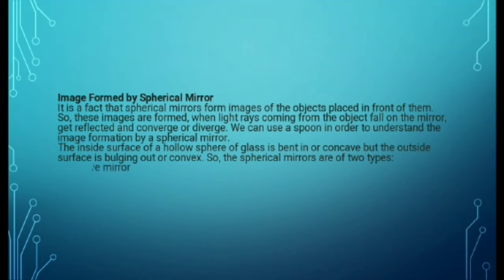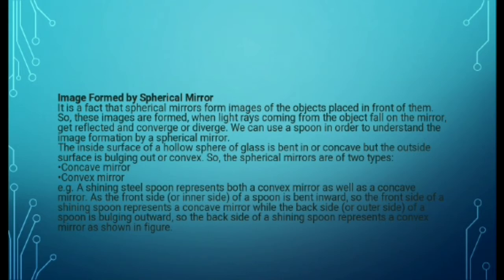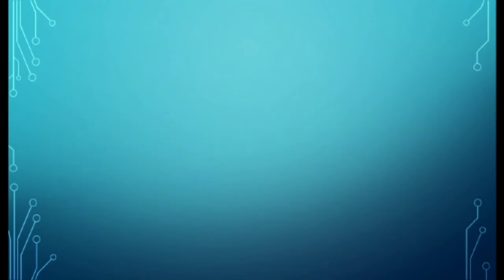They are the concave mirror and the convex mirror. An example is a shining steel spoon, which represents both the convex mirror as well as the concave mirror, as the front side or inner side of a spoon is bent inward. So the front side of a shining spoon represents a concave mirror, while the back side or outer side of a spoon is bulging outward. So the back side of a shining spoon represents a convex mirror, as shown in the figure.